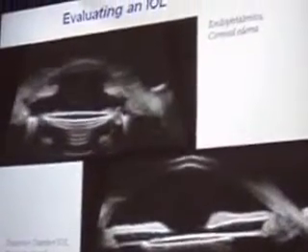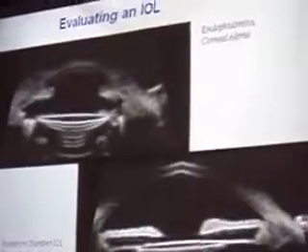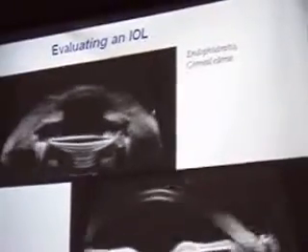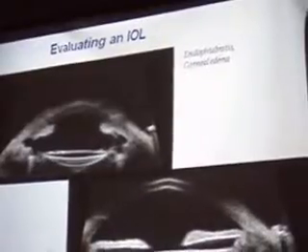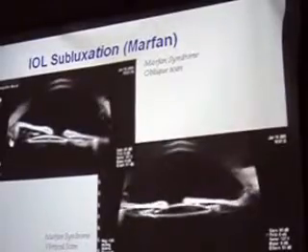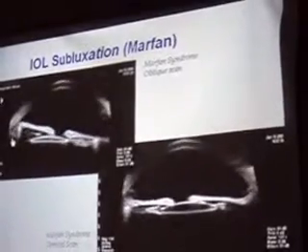Down on the right is a very simple standard IOL, normal, monofocal, right in place, working fine, nothing really to remark. Here is another IOL in a Marfan, in a subluxation of the crystalline lens.